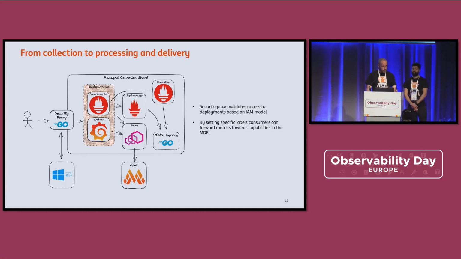Then we have the federation service. And the federation service is what we use to get data from collecting to processing and delivery. So basically we use labels. If the consumer has a desire to use a specific capability later on in the pipeline, think about anomaly detection, error budget reporting, trend prediction, they can label their data set with a specific label. It will be picked up by the federation service, and the federation service will use remote write to write to that same MDPL service.